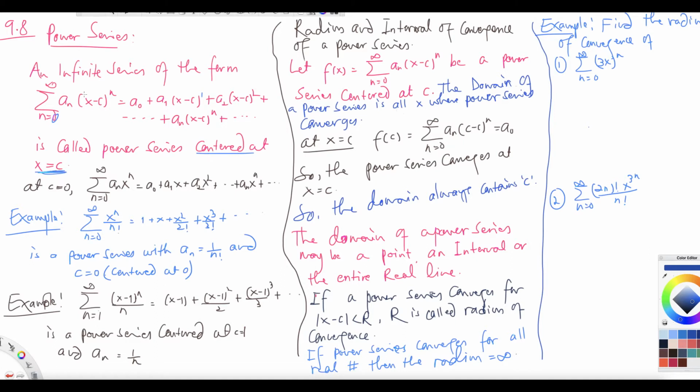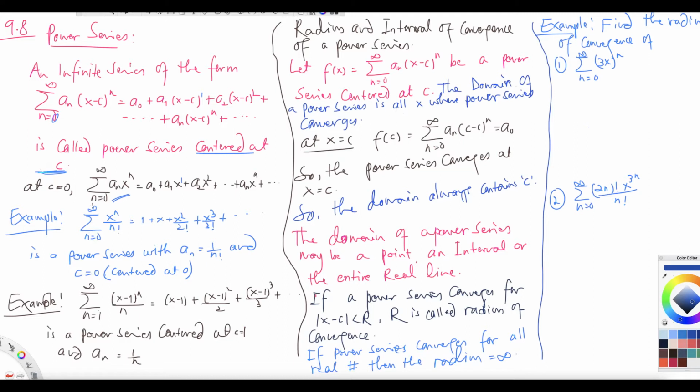Centered at c. We don't write x equals c. We call this a power series centered at c. Okay, if you take c equals 0, what do you get? If you take c equals 0, then you'll get a sub n x to the n. That's what you get, right? Which, when expanded, becomes a0 plus a1 x plus a2 x squared plus, and then an x to the n and so on. Okay, for example, let us look at this example.